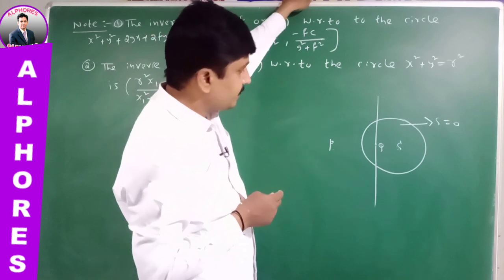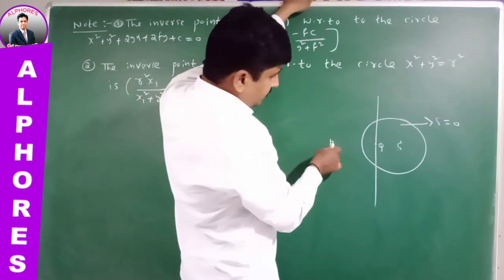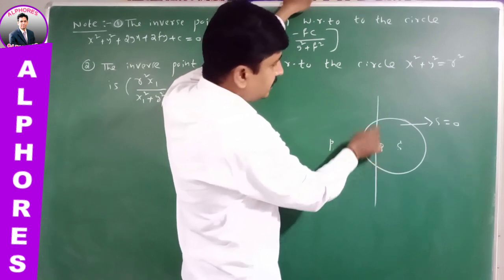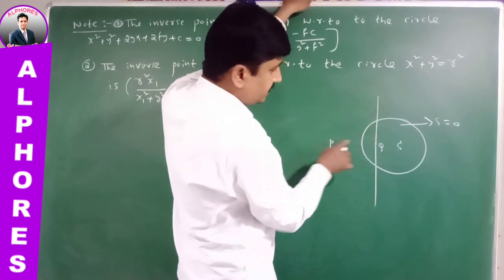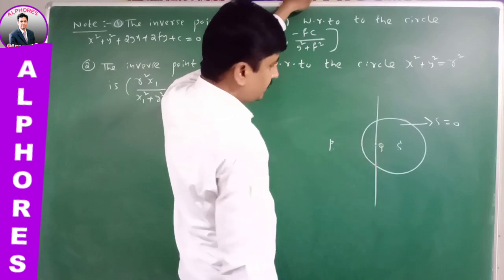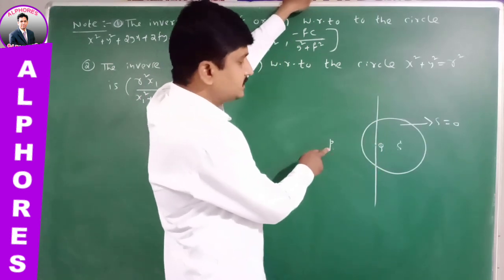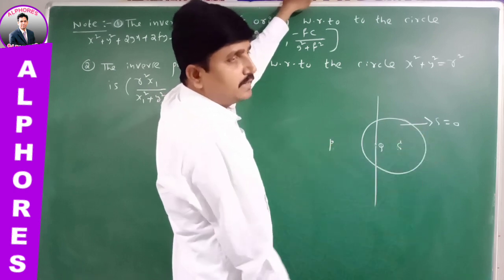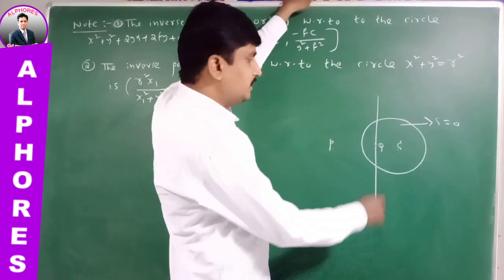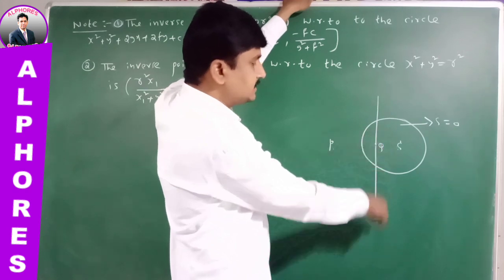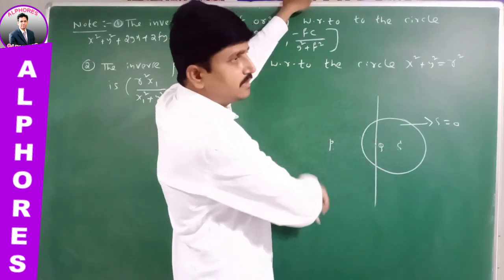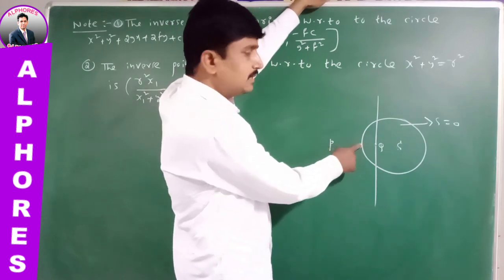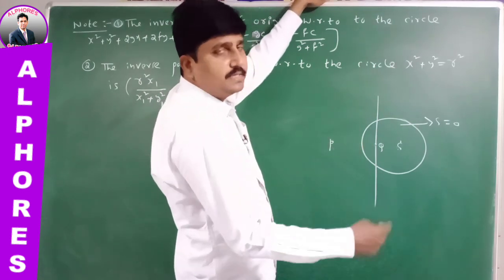Next, in this diagram, Q is the inverse of P. Here Q lies on the polar of P. This is the polar of P. The point Q lies on the polar of P. If the point P lies outside of the circle S equal to 0, then the inverse of P lies inside the circle S equal to 0. If the point P lies inside the circle S equal to 0, the inverse of P lies outside of the circle S equal to 0. If the point P lies on the circle S equal to 0, then the inverse of P is itself.